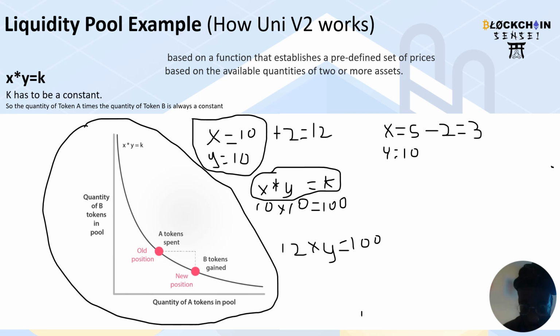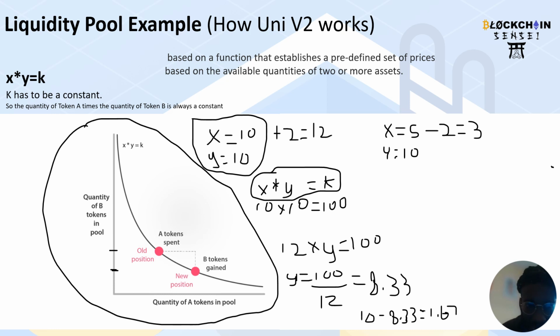Okay, so we have 12 times y, because we want to work out what the new y is. We've gone up on the x-axis, down on the y, so we want to work out the new position of y. So that's why we keep y here as a variable, okay, because we want to work out what it is. Okay, and then we can say equals 100. Okay, now we know k is 100 because we just worked it out. Okay, so then rearrange this for y. We get y equals 8.33. Okay, so we've gone from an old position of y being 10 to a new position of y being 8.33. Okay, so what we can do then is say 10 minus 8.33 is 1.67. Okay, so we've gone down on the y-axis by 1.67.